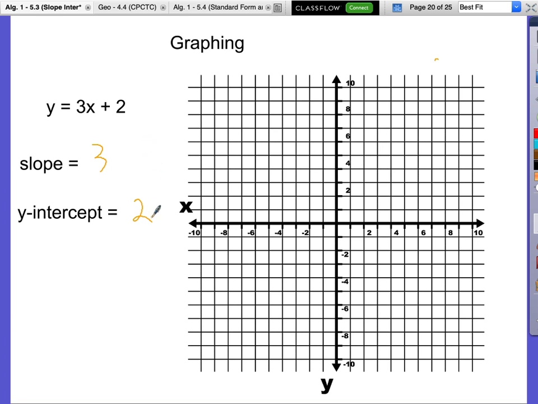Okay, so what are we gonna start with? What's our first step? Plot the y-intercept. And you said the y-intercept is 2. So we're gonna go on the y-axis. Y-axis goes up and down, okay? We're gonna go to 2. We're gonna plot it. Boom, we did it, okay? Now what?